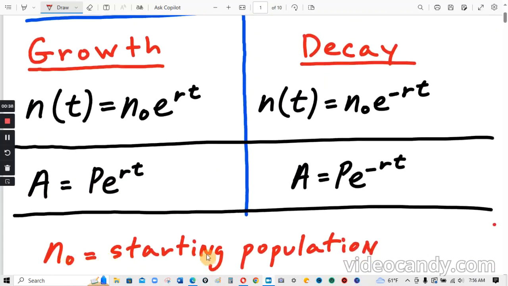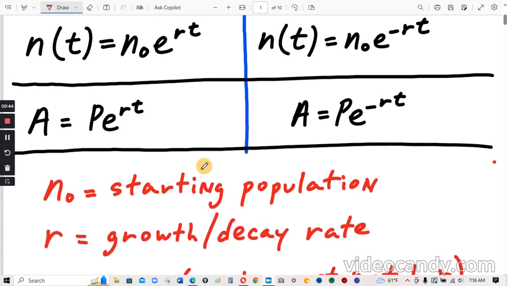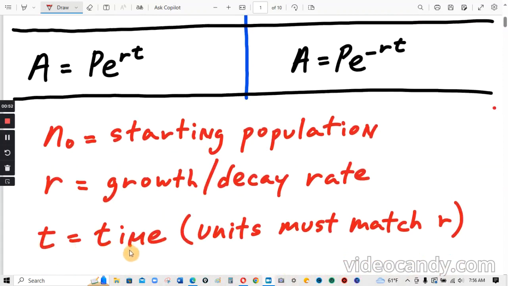And N sub 0 is your starting population. e is a number that's on your calculator. r is the growth or decay rate, just like r is the interest rate when doing the investment problems. And t equals time. Remember, for the time, the units must match the rate. If they give you the rate per month, you have to write the time in months. If they gave you the rate per year, then the time should be in years.